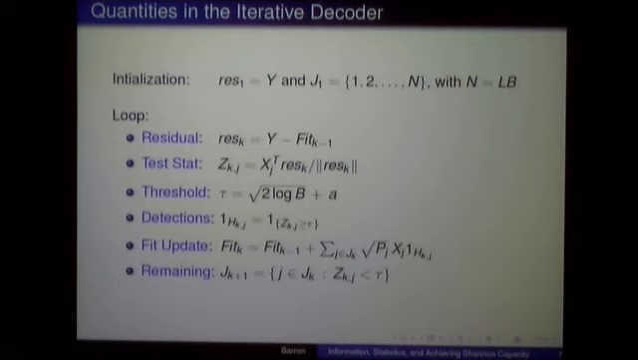Detections occur when z is bigger than tau. You add to the fit the sum of the right coefficients times the columns that were above threshold, and you update the search space for the next step. Now, other things could work, but we wanted to find something that we could study the distributional properties of successfully.